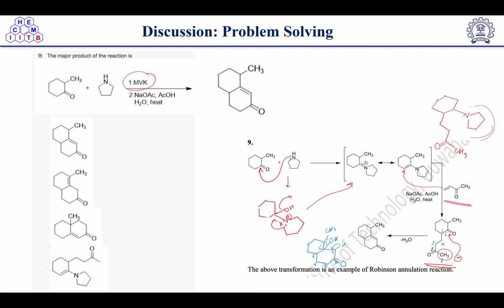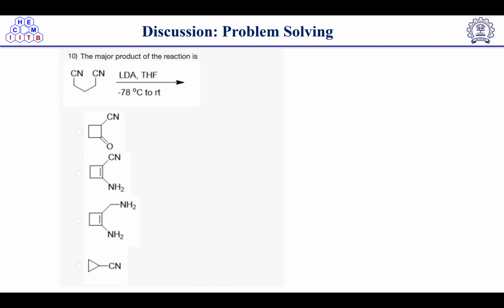Now it will undergo a condensation reaction to give the product here. The correct option from this one is option number 1. This last step is called a Robinson annulation reaction. Okay. Now move to the next step.